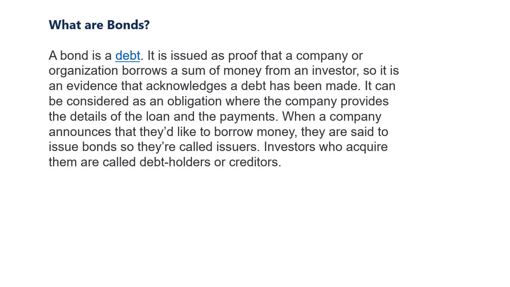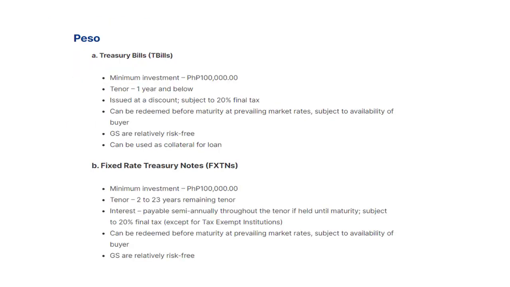In this page, I think this is the Development Bank of the Philippines, these are their offerings of bonds. I have only two examples, where the denomination is peso. We have treasury bills, or T-bills, which is a bond, and we have fixed rate treasury notes. If you have extra cash, you can go to banks like the Development Bank of the Philippines, where I got this example, and inquire regarding these bonds and invest.